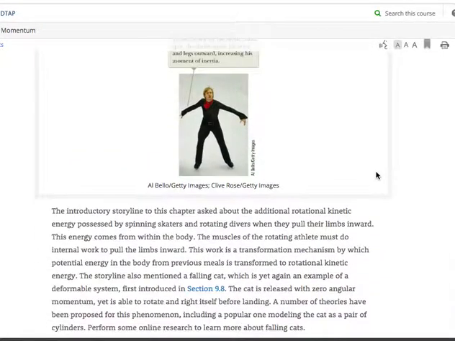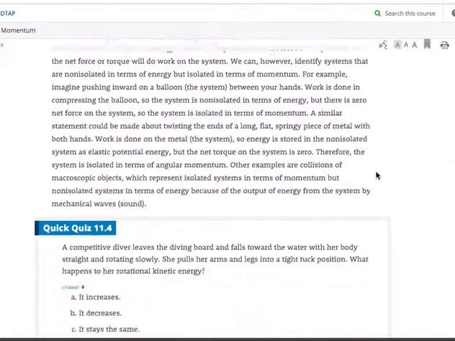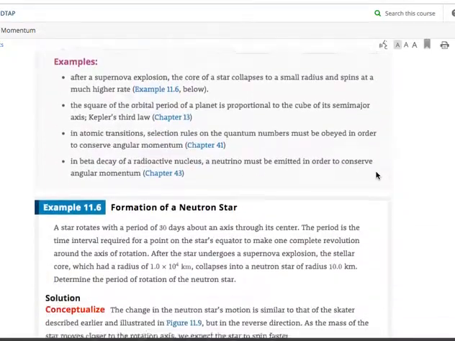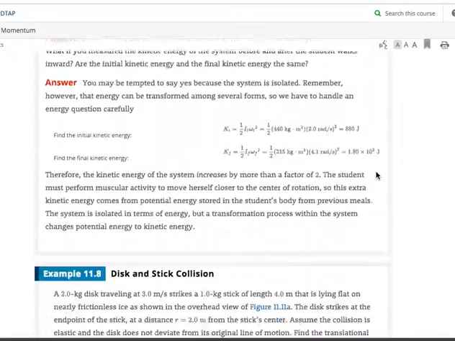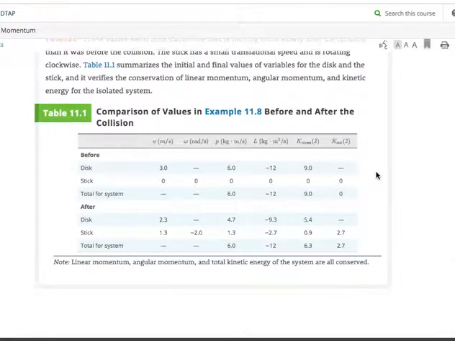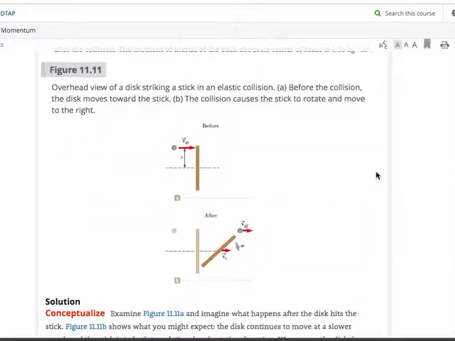And this is the ice skater stuff. They pull their arms in, they decrease their moment of inertia, which means the angular velocity goes up. So let's look at this one.